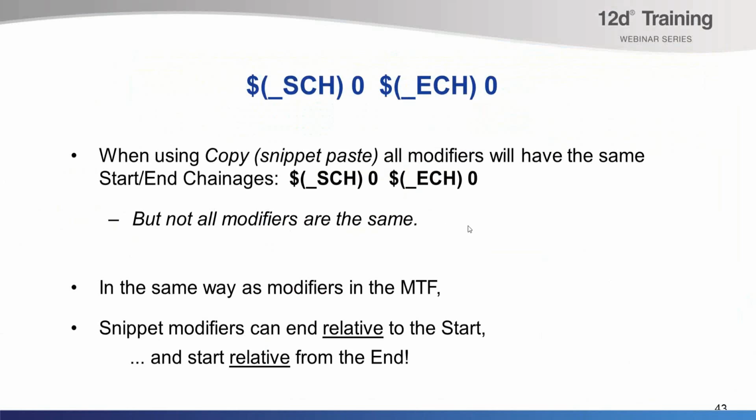Now, when using the copy snippet paste, all the modifiers will actually have the same start chainage and end chainage, but we may not necessarily want that. With our previous road snippet, yeah, we wanted to run from the start to the end, but for a speed hump, it's going to be over a set chainage. The speed hump's not going to run for the entire length of the road. So in the same way with modifiers, we've got smart chainages and all that. We can actually set the snippet so we can end relative to the start, we can start relative to the end, we can end before the start, and all that type of thing.